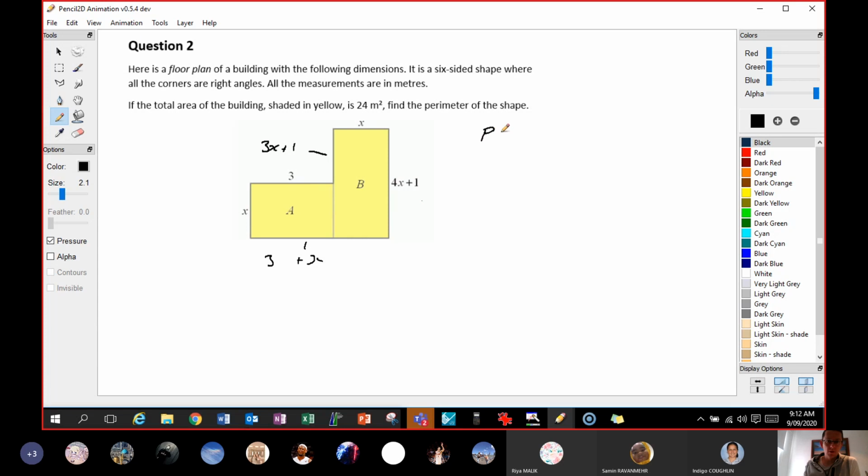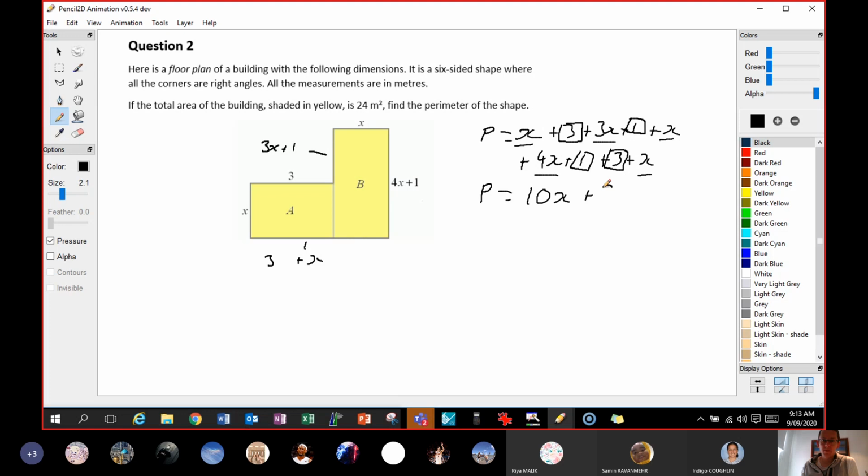So the total perimeter is going to be x starting here, plus 3, plus 3x plus one, plus x. I'm just working around systematically. Plus, I'm going down here, 4x plus 1, plus 3 plus x, and then I'm back where I started. So I've gone x plus 3 plus 3x plus 1 plus x plus 4x plus 1 plus 3 plus x. I can add those all together now, collect like terms. I've got 1x, 4x's, 5x's, 9x's, 10x's. And 3 plus 1 is 4, 5, 6, 7, 8. So that's the perimeter, 10x plus 8.